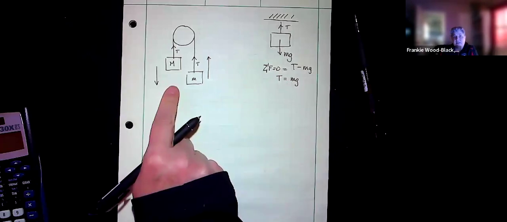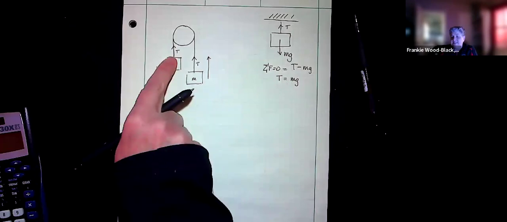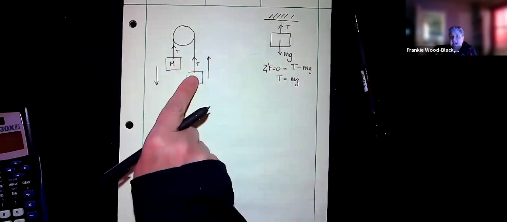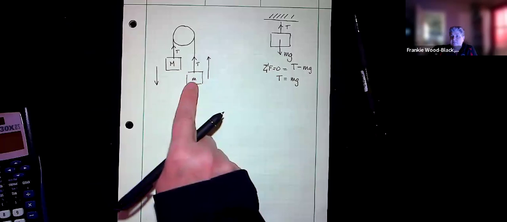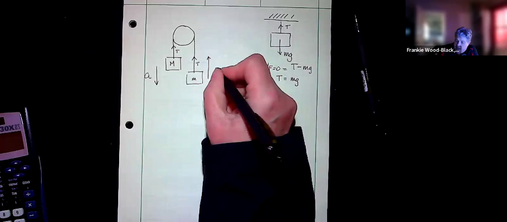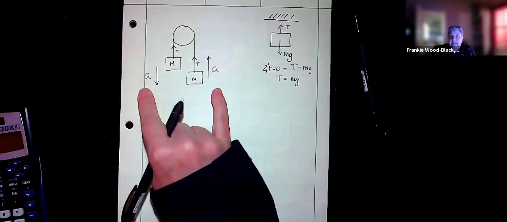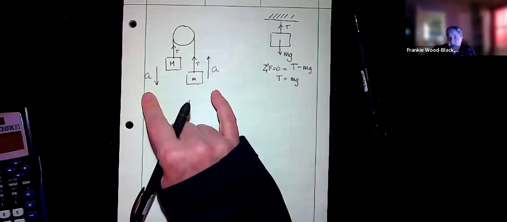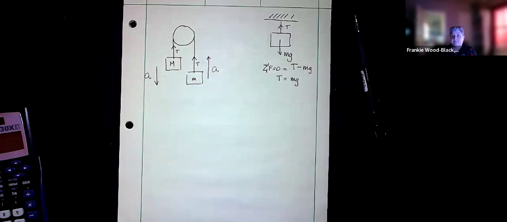Well, we're doing the exact same thing over here, except we've got to deal with a couple of things. One is this: we know if these two things are attached, this tension has to equal that tension. Absolutely has to equal. So we know those tensions have to be the same. And if this is accelerating downward and that's accelerating upward, we know the magnitude of those have to be the same because they're tied together. The magnitude has to be the same, but they're going in opposite directions.